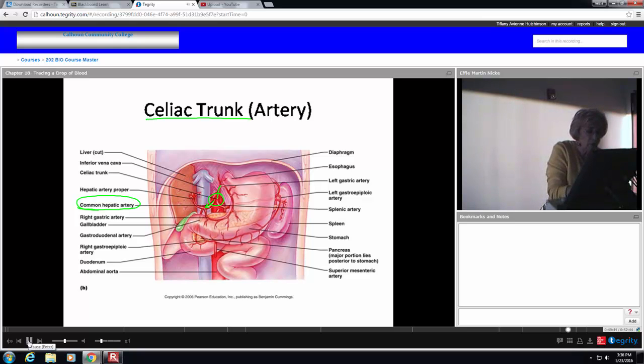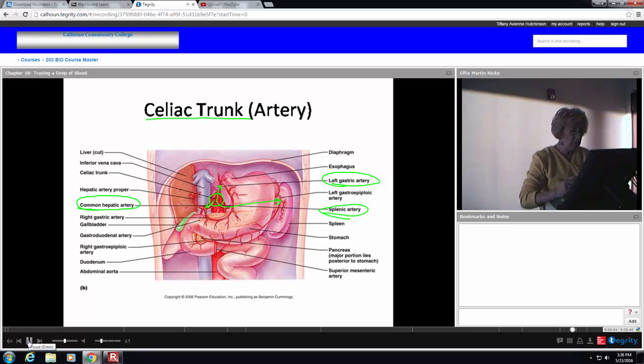One of the branches, it's a small one, is going to the stomach, the gastric artery. And then you're going to have a branch that goes all the way over here to the spleen, and so it's the splenic artery. So the celiac splits to the stomach, the liver itself, and the spleen. So that's going to be part of the portal circulation.